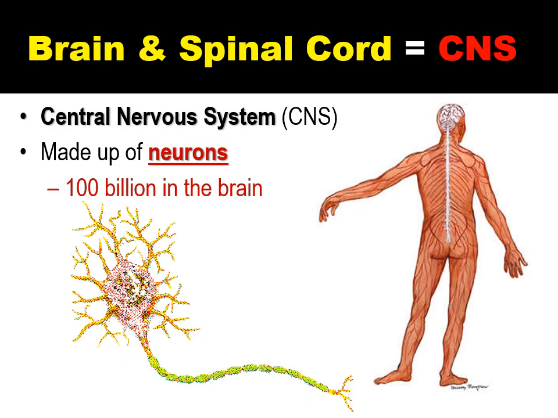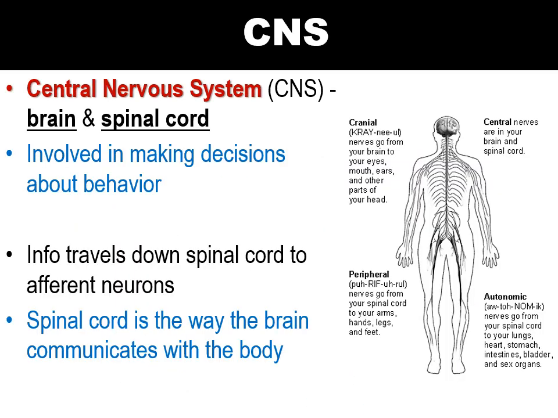So the brain and the spinal cord make up the central nervous system. We remember this because it goes right down the center of our body. It is made up of 100 billion neurons in the brain. So again, the central nervous system, the brain, and the spinal cord, they help us make decisions about our behavior. The information travels down the spinal cord to the afferent neurons, and the spinal cord is the way the brain communicates with the rest of the body.